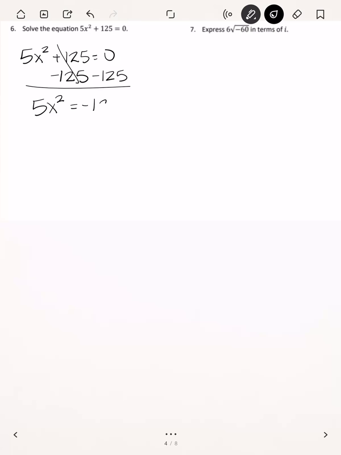Okay, so how I'm going to solve this is, since it's set equal to 0, and I notice I'm missing that b term, it makes it a little easier for us. So again, we're missing that bx term, which takes away from having to do the quadratic formula. I'm going to subtract the 125 from both sides. So I get 5x squared equals negative 125. From here, I want to get that x squared by itself, so I divide both sides by 5. I get x squared equals negative 125 divided by 5, which gives me negative 25.